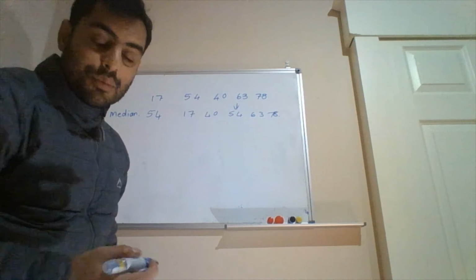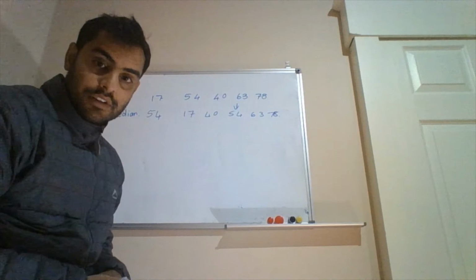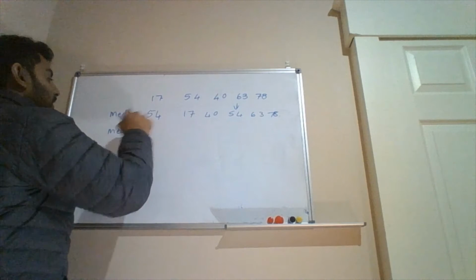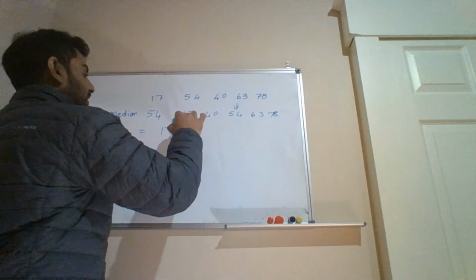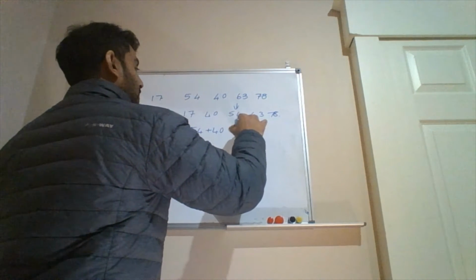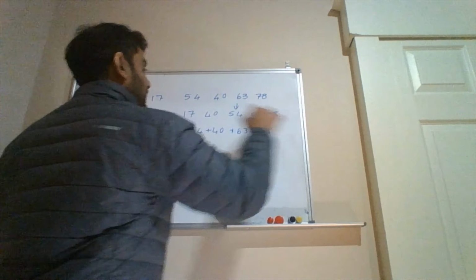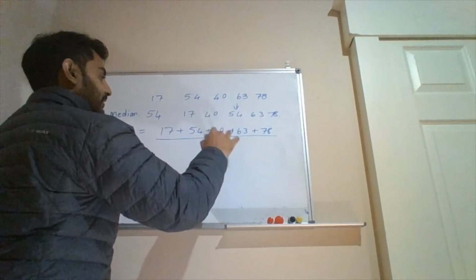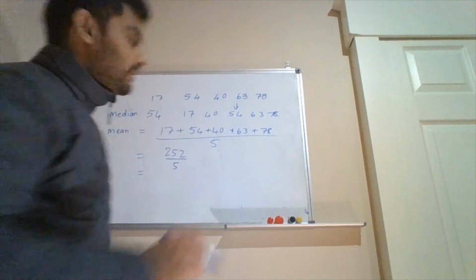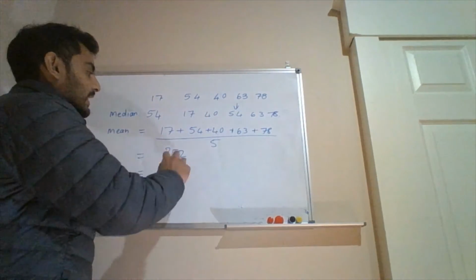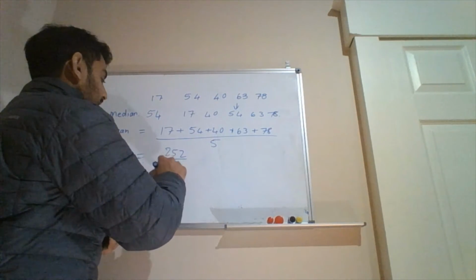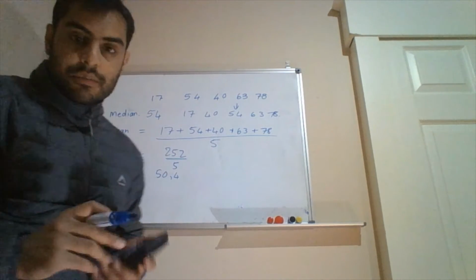To find our mean, we add up all the marks for the 5 learners and divide it by the total number of learners. So the mean is the sum of all the marks, 17 plus 54 plus 40 plus 63 plus 78. And we divide it by the number of kids in the class, 5, to get a class average. Adding everything up here at the top, we get 252 divided by 5 gives us a class average of 50,4.